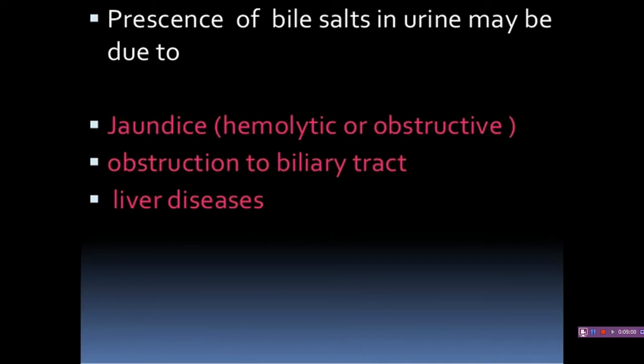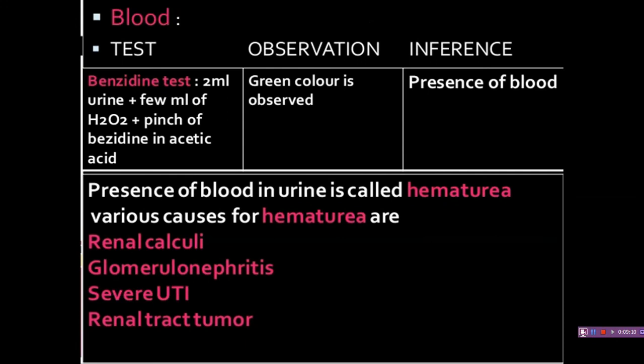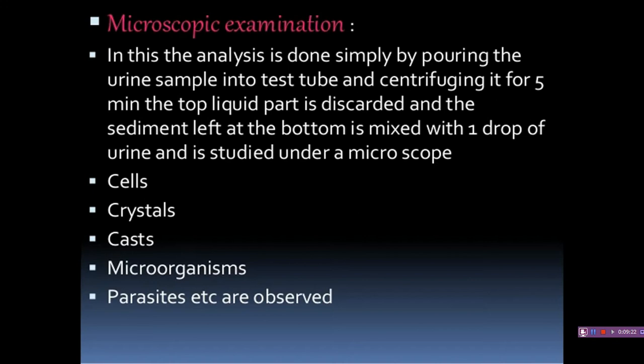Presence of bile acids in urine may be due to jaundice, whether hemolytic or obstructive, obstruction to the biliary tract, and liver diseases. A blood benzene test is done. Presence of blood in urine is called hematuria. The causes of hematuria are renal calculi, glomerulonephritis, severe UTI, and renal tract injury.